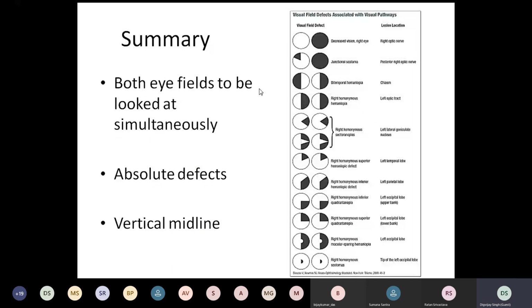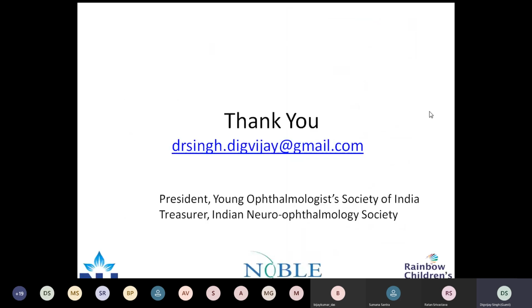So to summarize, always look at both the visual fields for neuro-ophthalmic cases. Remember their absolute defects. Remember the vertical midline. Remember where in that entire visual pathway the field defect could be, and to recognize that, you need to know: is it homonymous or heteronymous? Is it congruous or incongruous? Is it one eye or both eyes? And based on that, you can localize it very easily. This chart here on the right is showing you the entire gamut of neuro-ophthalmic visual field defects. Remember, these are the classical presentations. Your actual presentations may differ from this. It may not be exactly as it is shown in this.